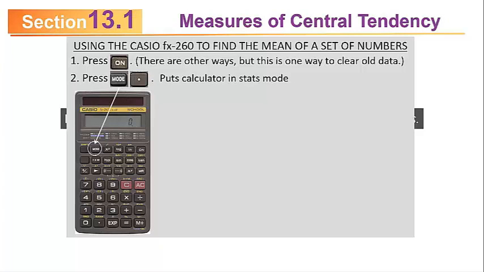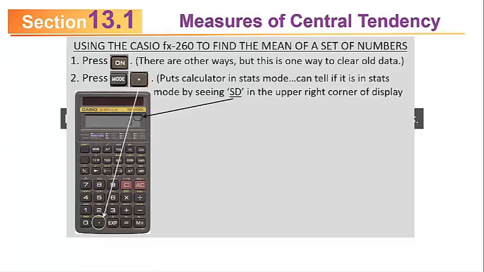To put the calculator in stats mode, you press the mode key and the dot or period key. Mode dot. That puts the calculator in stats mode. When you do, in the upper right hand corner of the display, you'll see the letters SD. If you don't see that, the calculator did not go properly into stats mode. So after you press mode period, look for that SD.